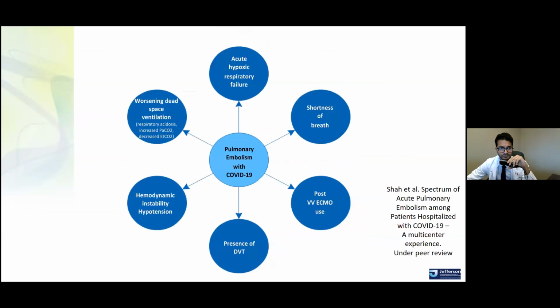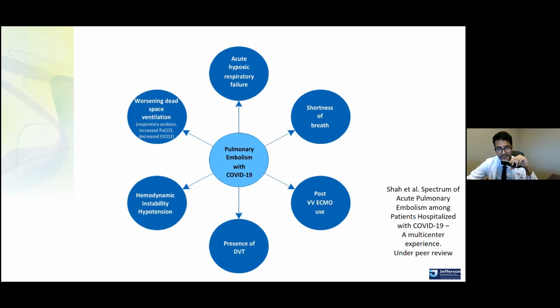And we came up with multiple different predictors, at least based on our analysis of patients across multiple centers within the United States, on what led to diagnosis of this disease. And of course, I think the big three that you want to know are patients with unexplained acute worsening respiratory failure, despite the presence of underlying pneumonia, worsening PF ratios, worsening ventilatory requirements, presence of unexplained worsening dead space ventilation.